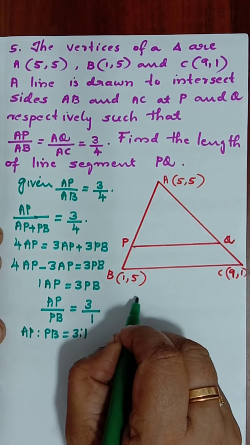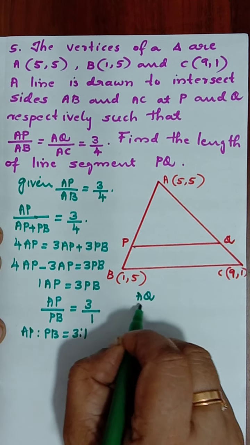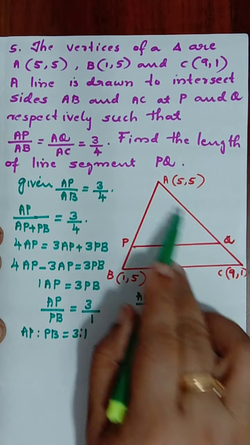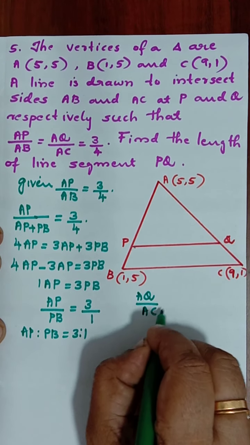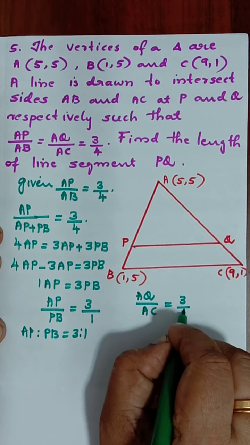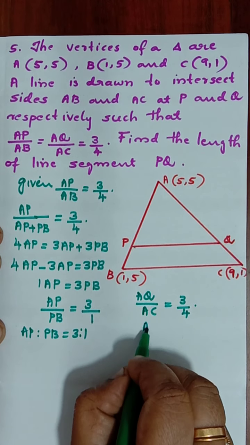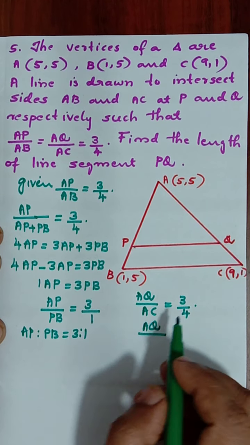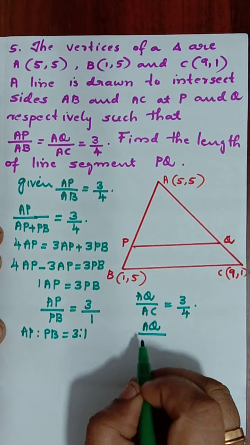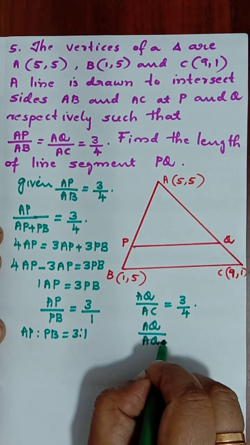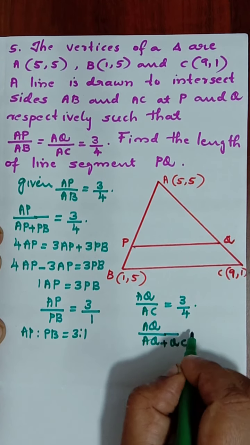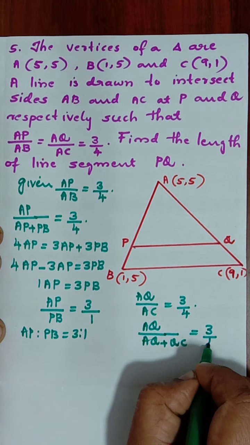So that is AQ by AC, which is given to us as 3 by 4. That is the same as AQ by AQ plus QC. Same method. It is 3 by 4.